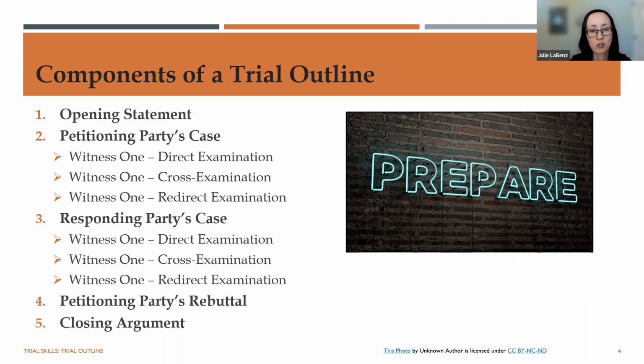Additionally, when you're drafting your trial outline, I suggest you start with your closing argument, because that's going to help you get clear about what evidence you're looking to present. What is the story you're looking to tell? And then you can come back and draft your questions for each witness once you've figured out that story that you're going to tell.